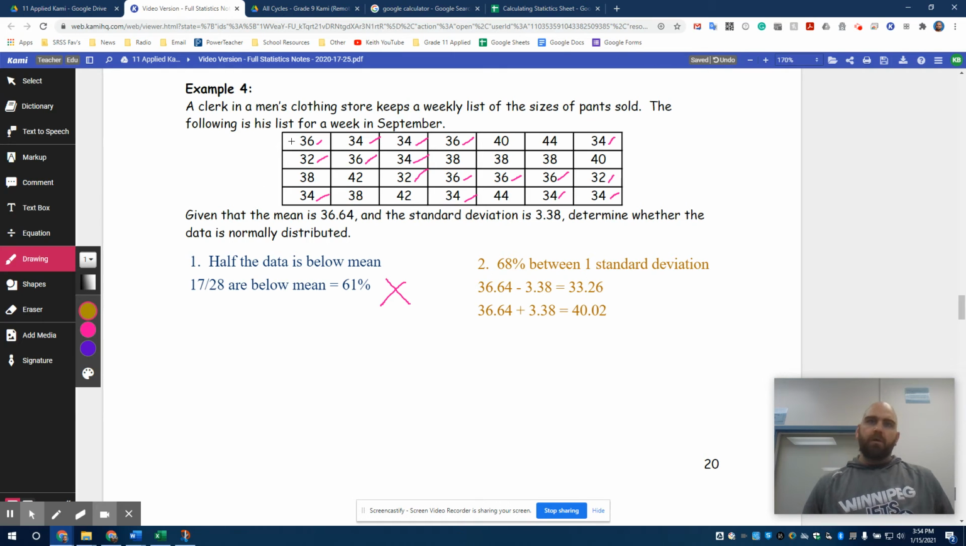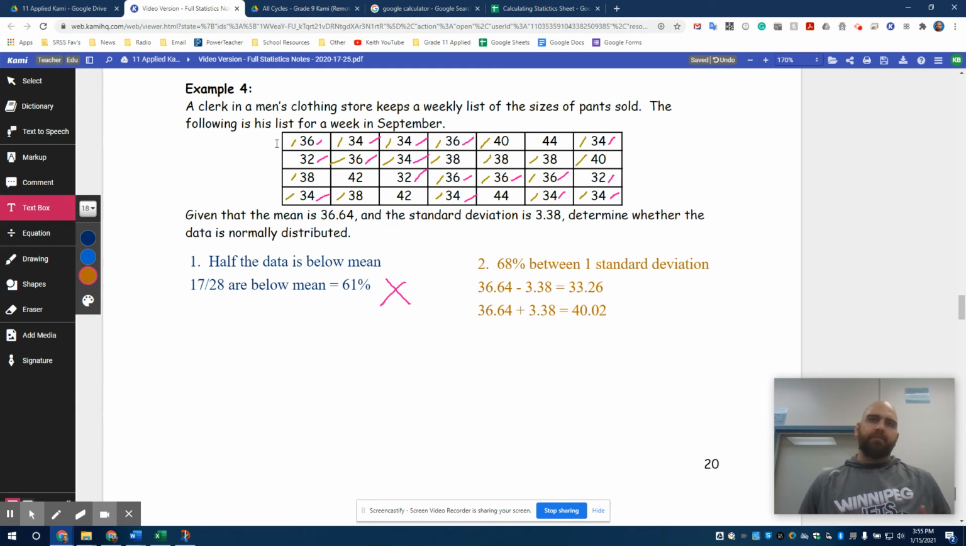So we're looking for 36, 34, 34, 36, 40, 34, 40, 38, 38, 38. I'm trying to use a different color here so that, oh, not that one. I need to go eraser. I shouldn't have done 32. Sorry about that. 38, not 32, 36, 36, 36, not 32, 34, 34, 34, 38, and 34.